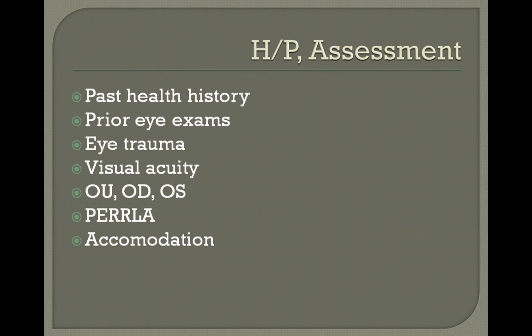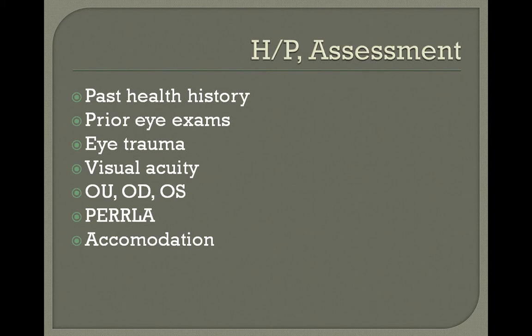Traumas that happen early in life can lead to problems in later life, so we want to know about any traumas. We can assess visual acuity, and we'll talk about that a little bit later, but we usually check for visual acuity by the use of a Snellen chart or a Jaeger chart, and we'll look at those later.